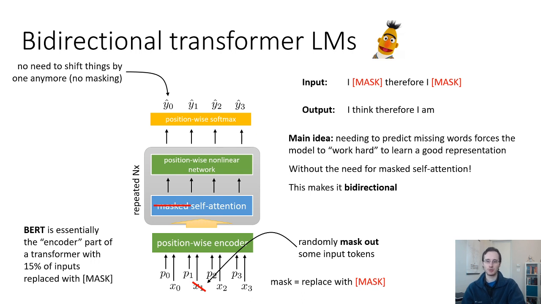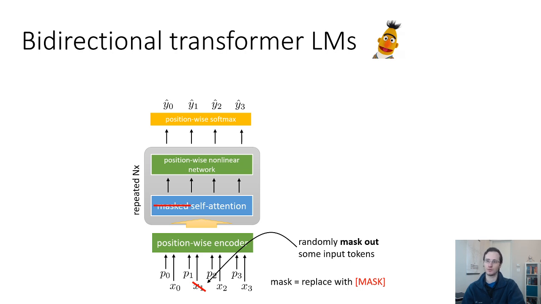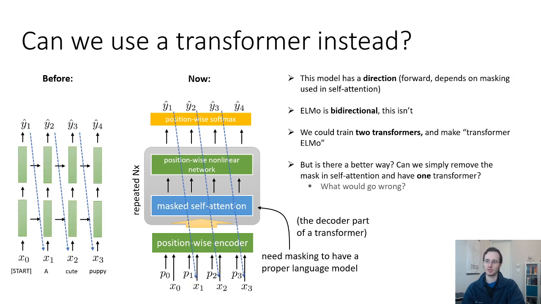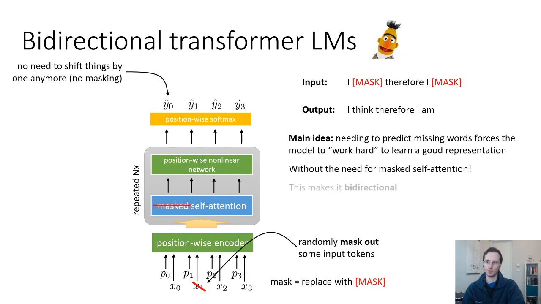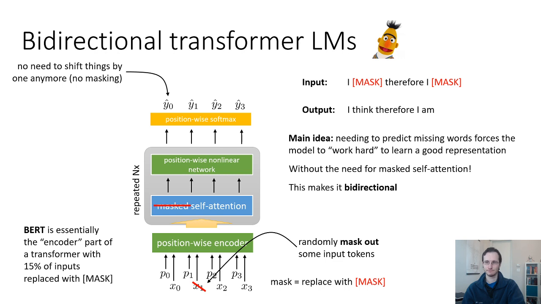Another way to think about BERT is that it is essentially the encoder part of a transformer, with 15% of the inputs replaced with mask, and with a loss to predict the unmasked inputs. The naive way of using a transformer that I had on the previous slide was basically the decoder part of a transformer, whereas here we have the encoder part of a transformer. So no masking, just regular self-attention.